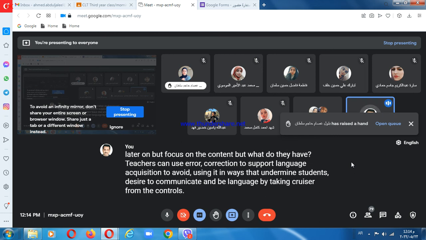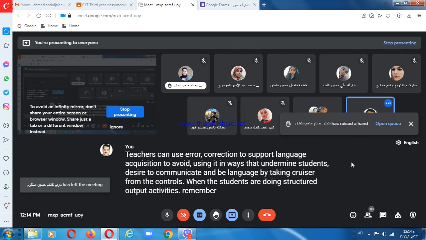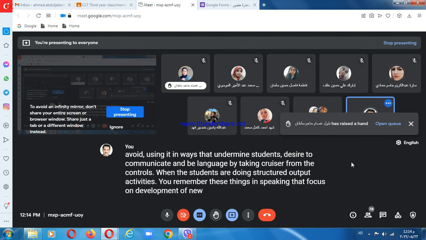When students are doing structured output activities, you remember these things in speaking, that focus on development of new language skills, use error correction to guide them.